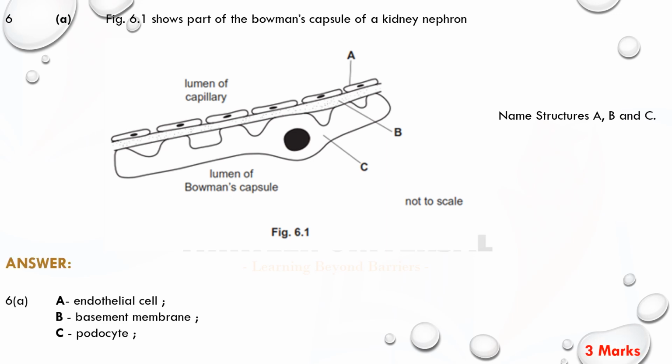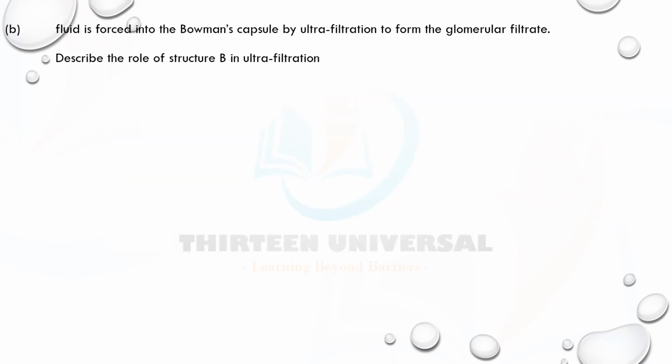All right, so let's go to the next question. Fluid is forced into Bowman's capsule by ultrafiltration to form the glomerular filtrate. Describe the role of structure B. The basement membrane acts as a filter. It is actually the molecular filter.